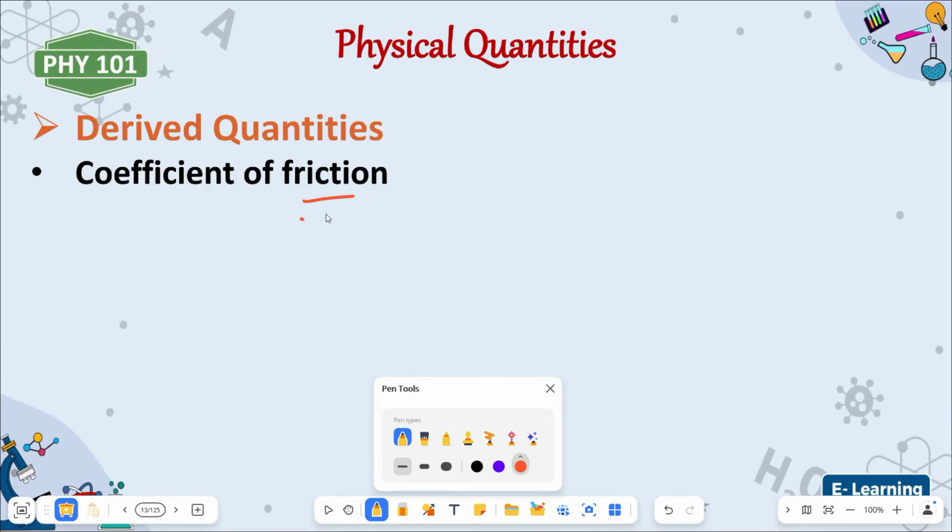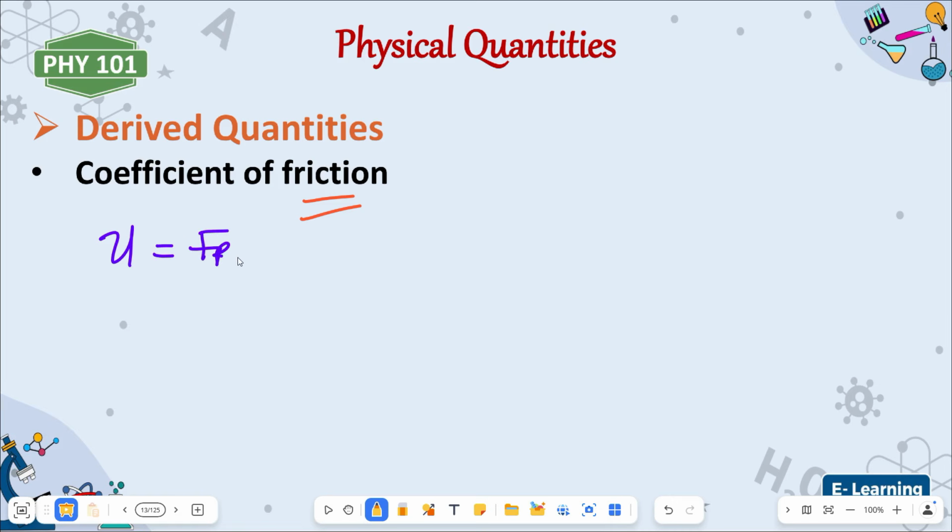The next one is coefficient of friction. Coefficient of friction, friction coefficient. Now, what's the formula for coefficient of friction? It is frictional force over normal reaction. What is frictional force? What is normal reaction?